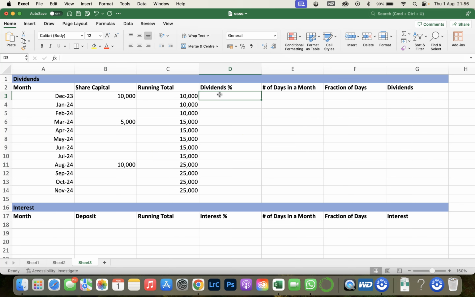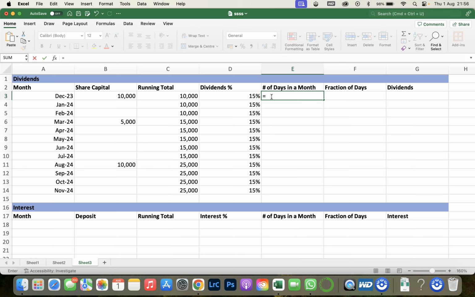Now dividends, most of the SACCO give dividends of 15%. So I'll do the same here and copy down because it's a flat rate. Days of the month. The reason I'm using days of the month here is to be as close to accurate as possible, because we can assume we divide by 30, but of course each month has a different number of days. December has 31, Feb has 28 and 29.